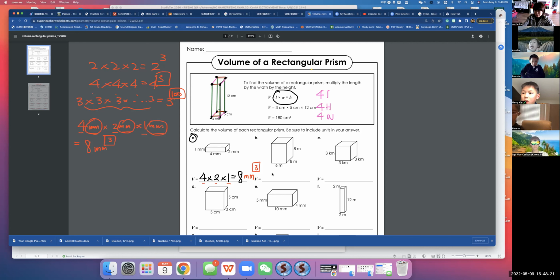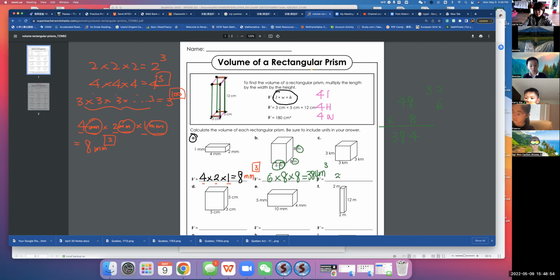The next one is length times width times height. So I'm going to use 48 times 8. So 8 times 8 equals 64. 4 is a unit number, put it down, and the 10th place is put it there. 4 times 8 equals 32, so 384. 384 meters cubed, because this one is all meters.